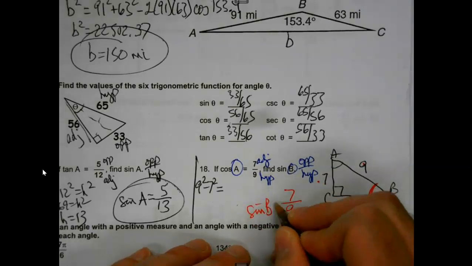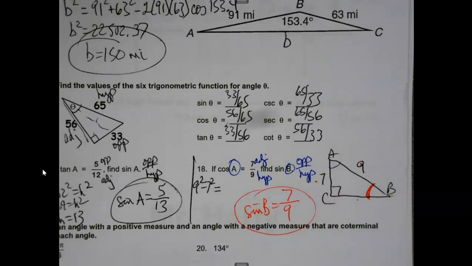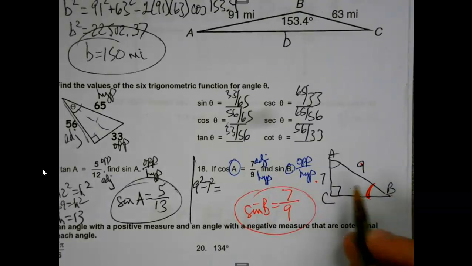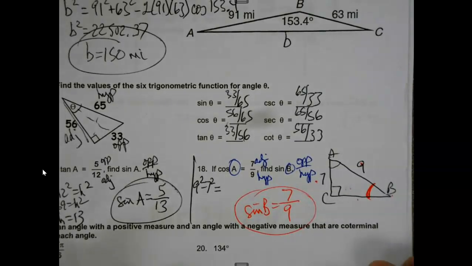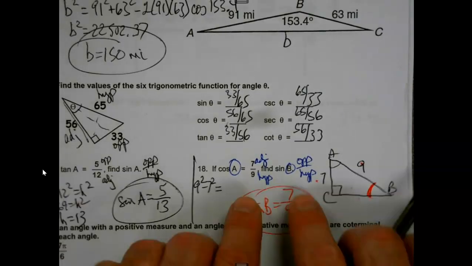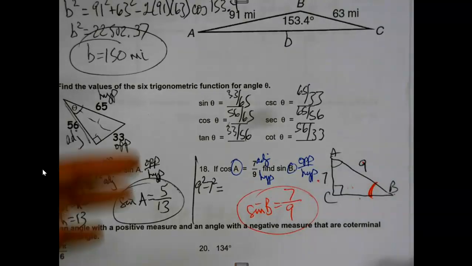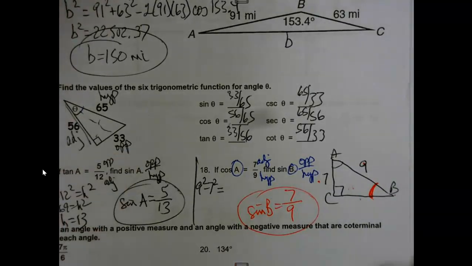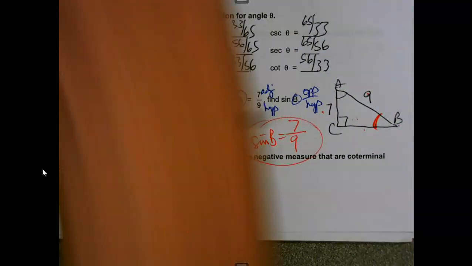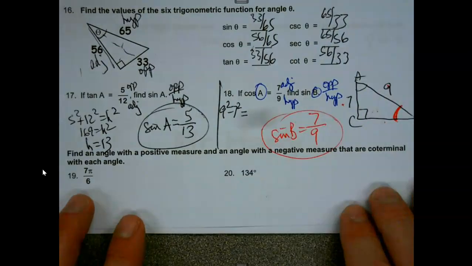Now, would it have been terrible if I went through and found this other side? No, but I'm going to be kicking myself at the end when I do this. So I would say draw pictures first on these, especially if the angles are different, to make sure you're not doing more work than you need to. That was pretty slick. All right, positive and negative coterminal.